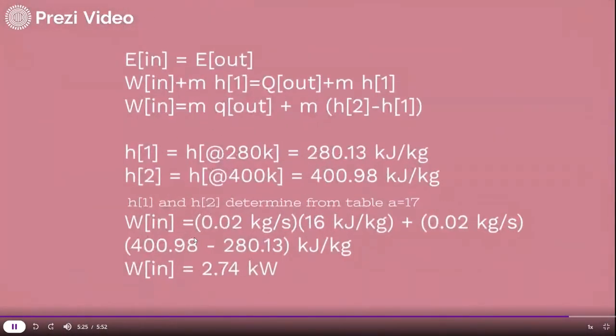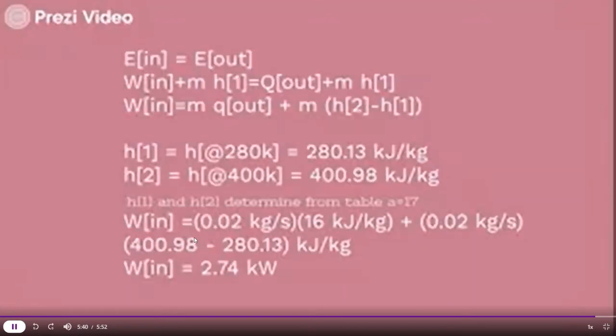Okay, after we get both H, we will put them into our equation. We have got M and Q out. After we put all in, the W in will be 2.74 kilowatts.